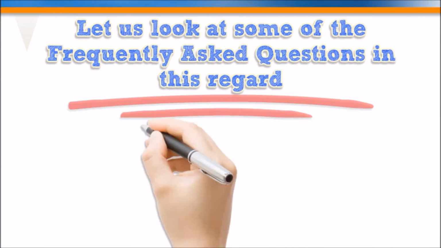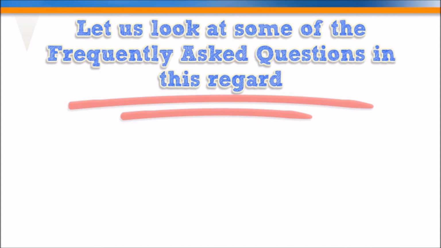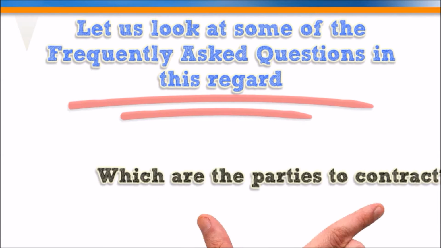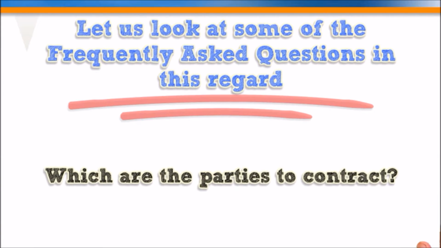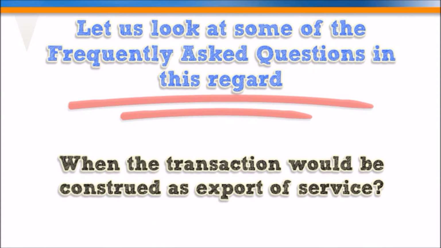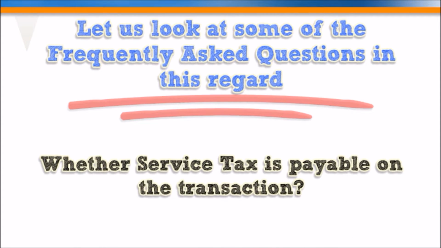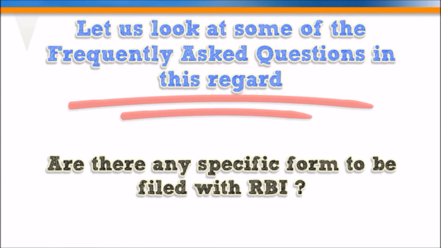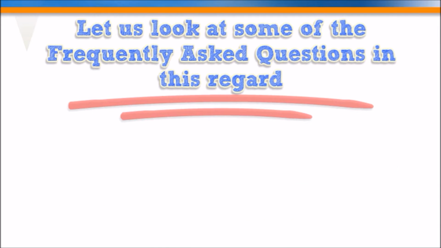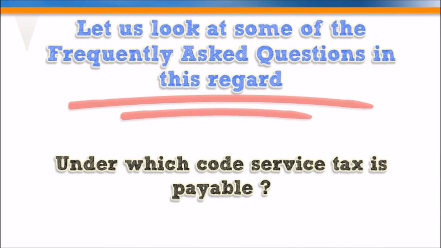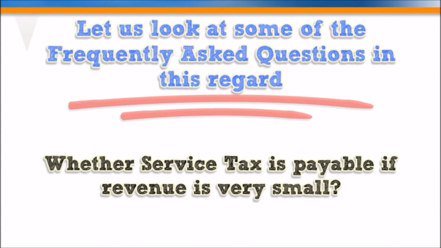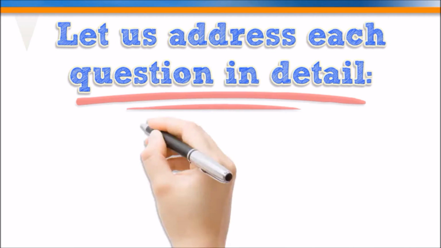Let us look at some of the frequently asked questions in this regard. What is the nature of service the publisher is providing? Which are the parties to the contract? When would the transaction be construed as export of service? Whether service tax is payable on the transaction? Are there any specific forms to be filed with RBI? Under which code is service tax payable? Whether service tax is payable if revenue is very small? Let us address each question in detail.